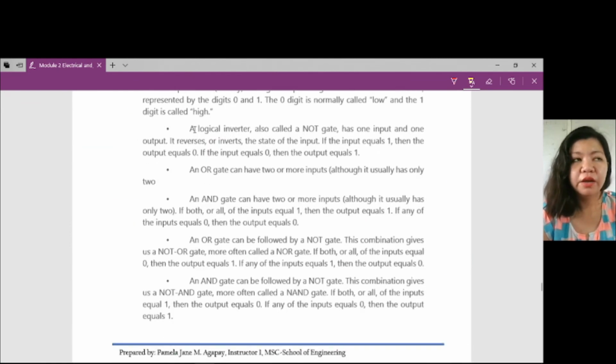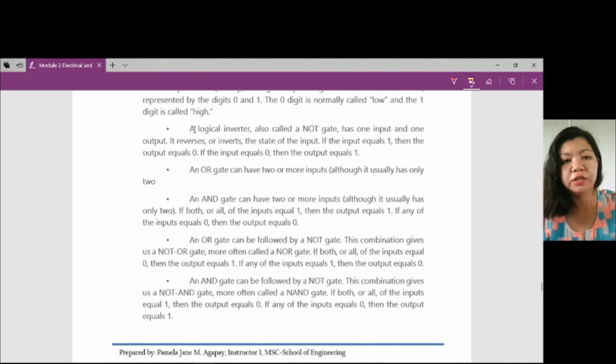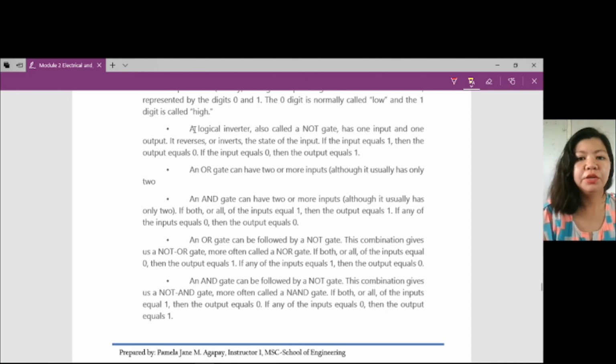So we have the first logical component that we have, which is the logical inverter. It inverts 0 into 1. So if there is an electric charge passing, kumbaga kung 1 ang charge na pumasok sa kanya, the output will be 0 or off. If 0 pumasok sa kanya, it will be on, it will turn on. So it has one input and one output at that.